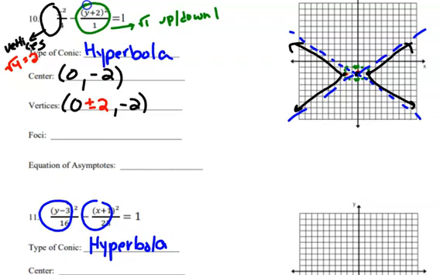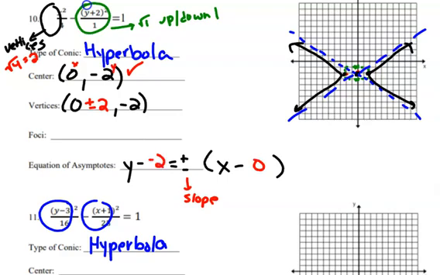So the equation for those asymptotes, if we think of a line, usually a line is x and y, x equals slope y. Okay, so we're going to put the slope here. For the x and the y, we're actually just putting the center. So after x, I'm going to put 0. After y, I'm going to put -2. I'll clean it up in just a minute.